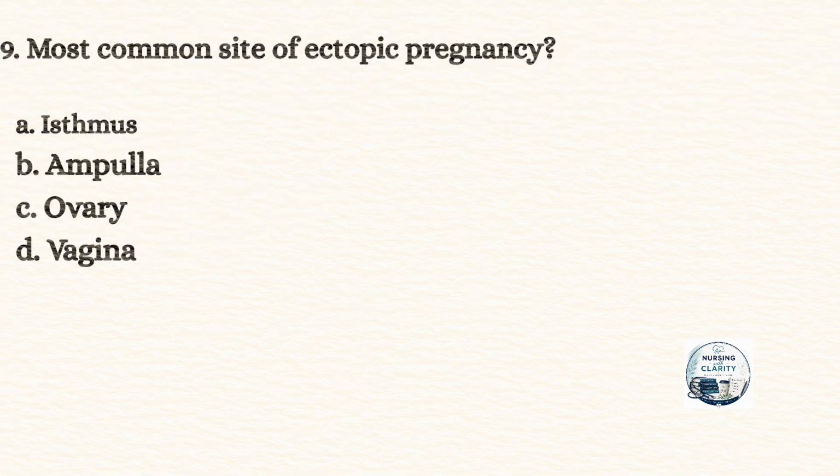Question number 9. Most common site of ectopic pregnancy. A. Isthmus, B. Ampulla, C. Ovary, D. Vagina. The correct answer is B. Ampulla. An ectopic pregnancy most often occurs in a fallopian tube, which carries egg from the ovaries to the uterus.